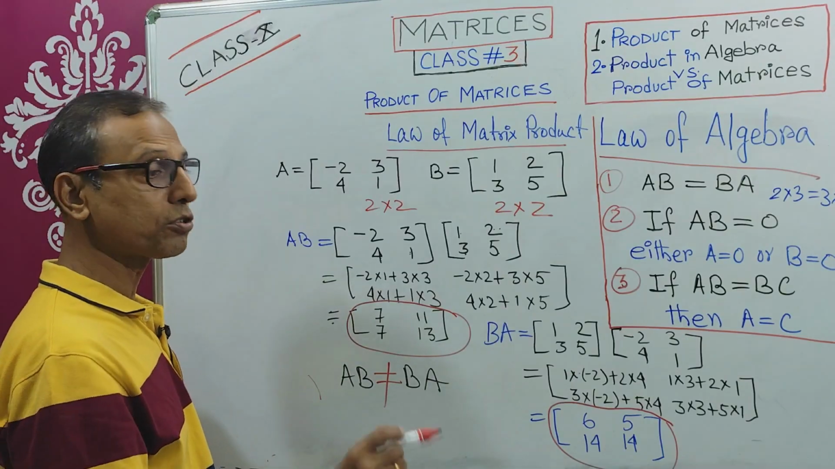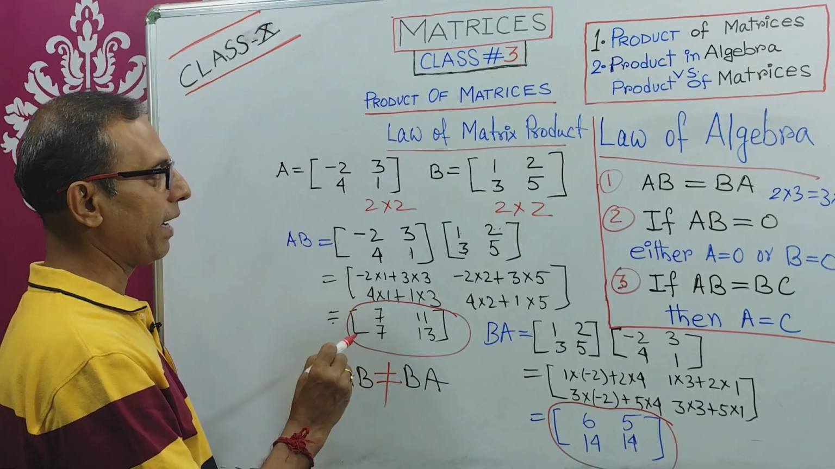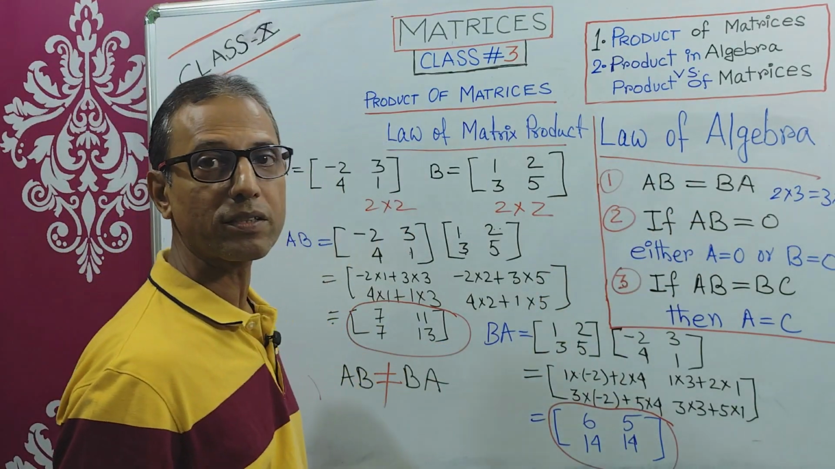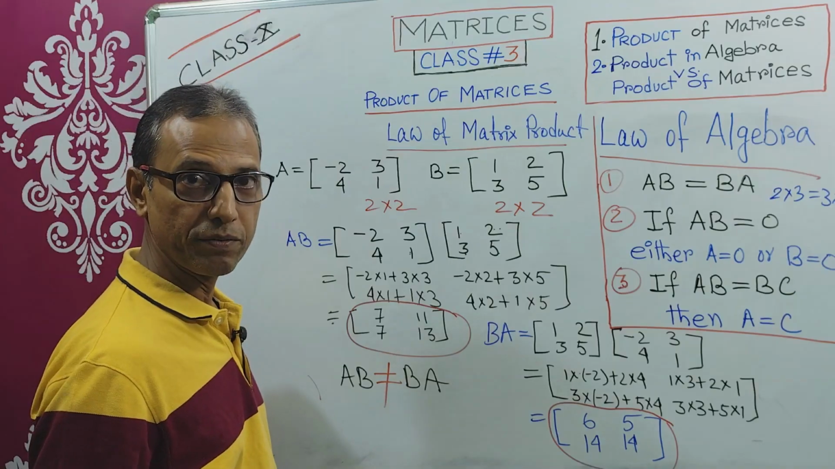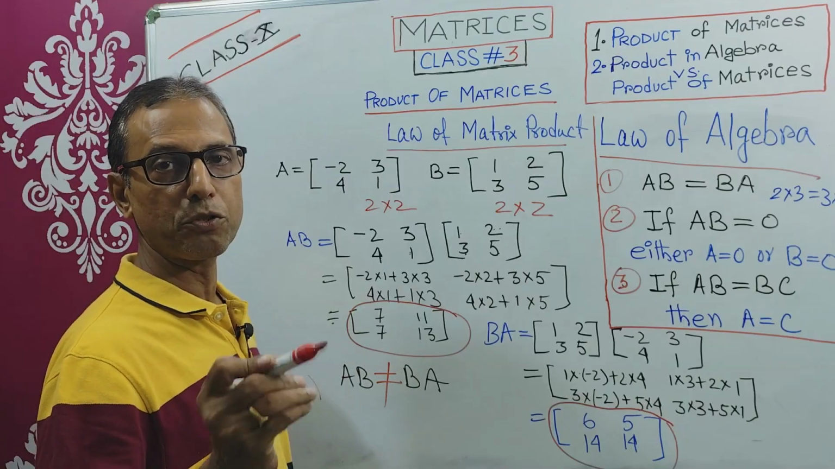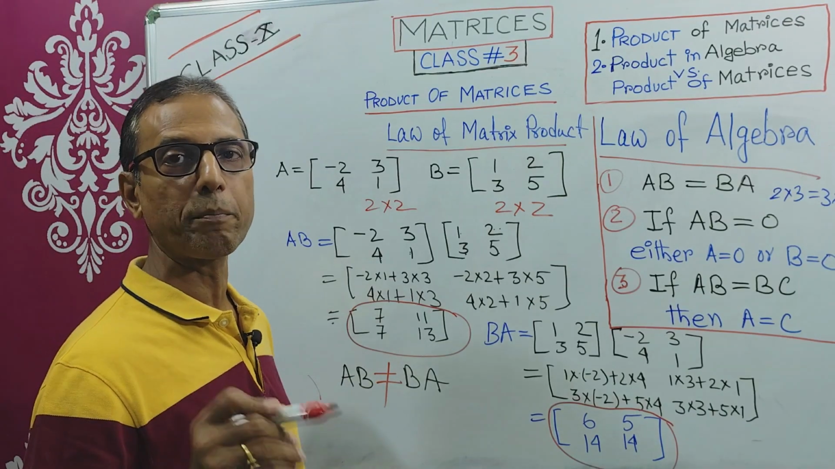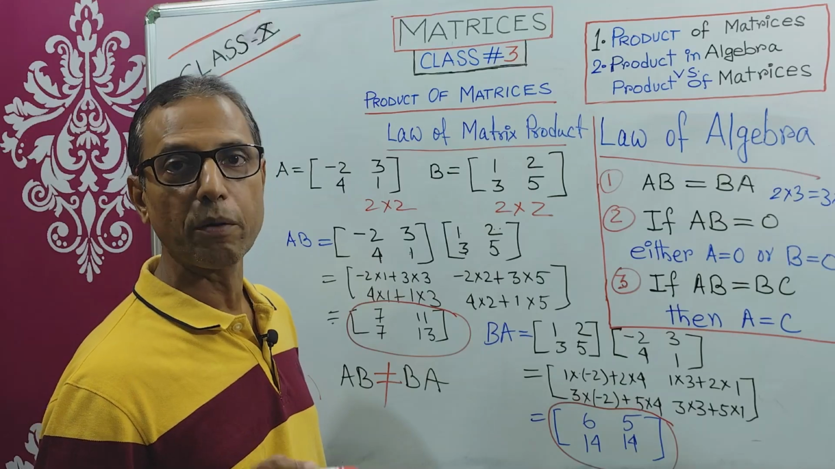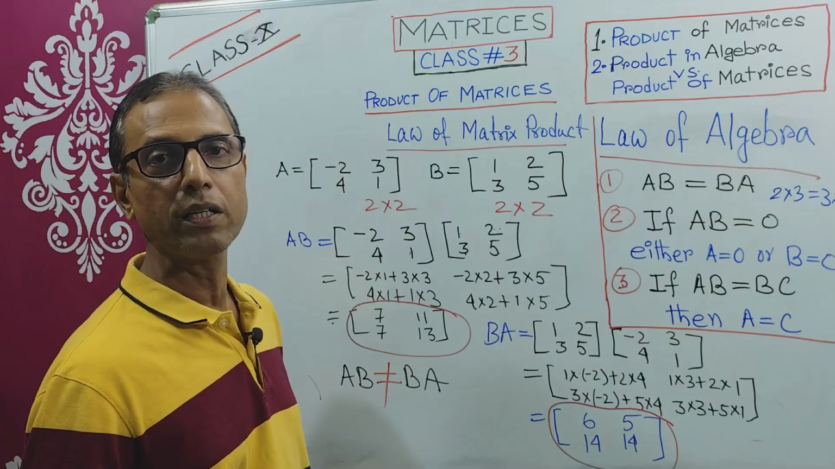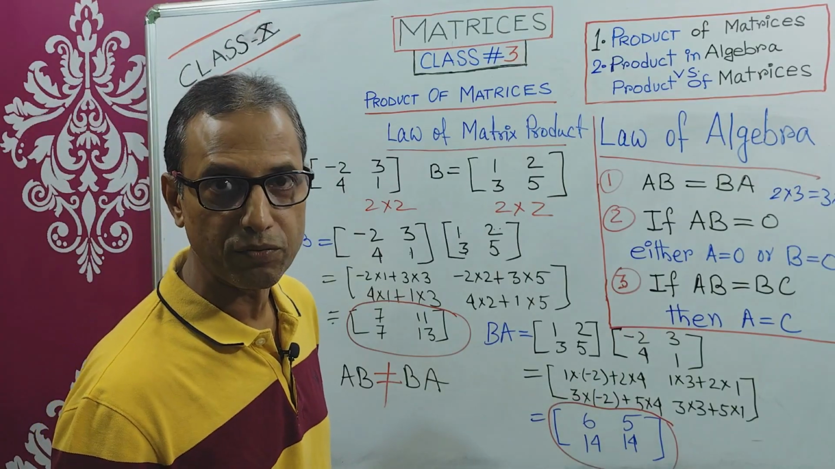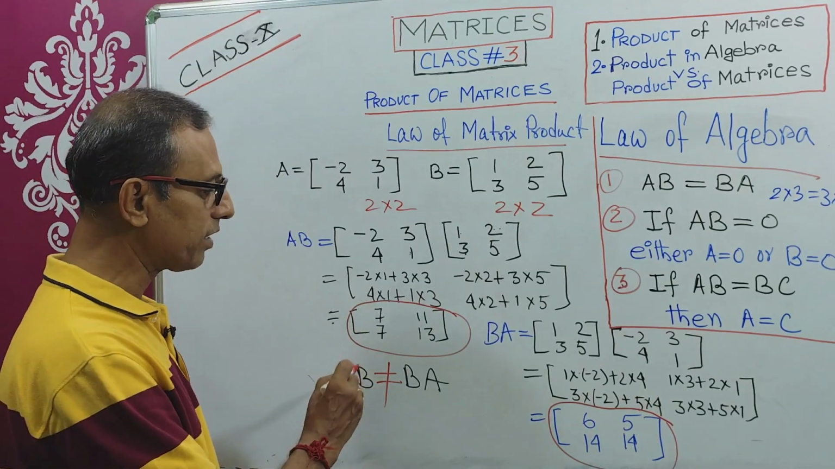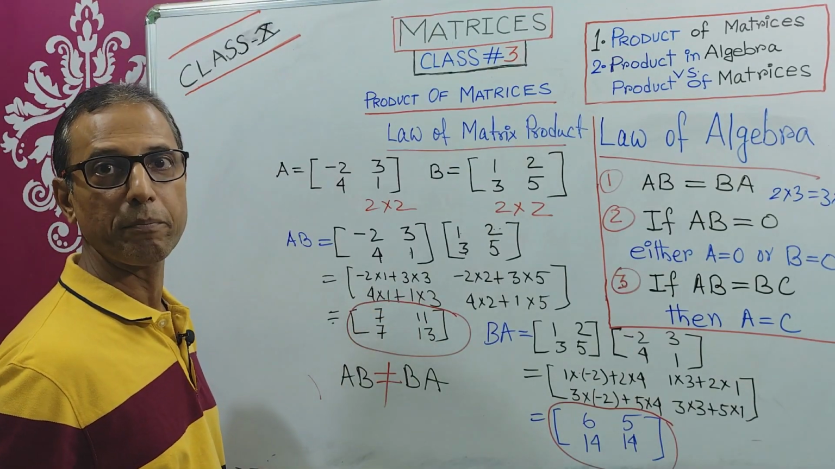That also proves that matrix product is not commutative, whereas rational number product is commutative. So 2 into 3 equals 3 into 2, or 2.5 into 2 equals 2 into 2.5. So the product of rational numbers is commutative. If you change the order, the resultant product doesn't get impacted for rational numbers. Matrix product is not commutative. If you change the order, the result will not be the same.